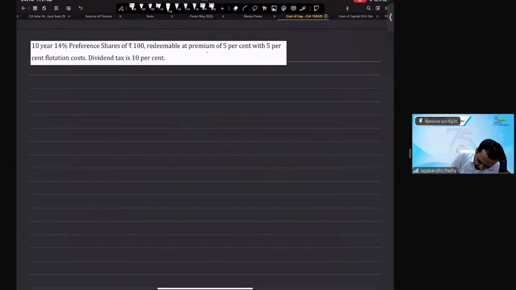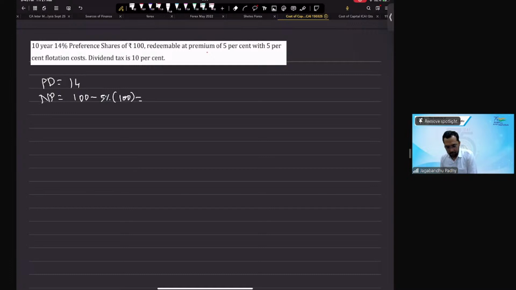So if it's 14% preference share, we can say preference dividend is 14. Net proceeds redeemable at a premium of 5% with 5% flotation cost. So net proceeds will be 100 minus 5% of 100 because you have a flotation cost of 5%. So that's going to be issued at 95. The redemption value is also at a premium of 5%. So that's going to be like at 105. Number of years is 10. And dividend distribution tax is given as 10%.